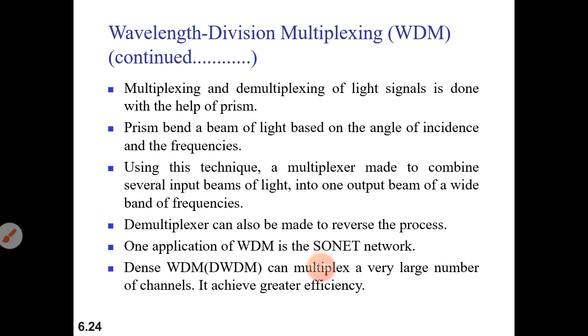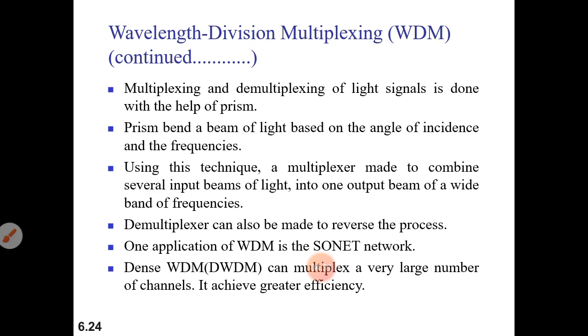Next, there are some other points about wavelength division multiplexing. Multiplexing and demultiplexing of the light signals is done with the help of a prism. I think you have already heard about the prism in physics. Whenever you pass light through a prism, the light bends. We use that principle to multiplex the optical signals here. The second point says that a prism bends a beam of light based on the angle of incidence and the frequency.